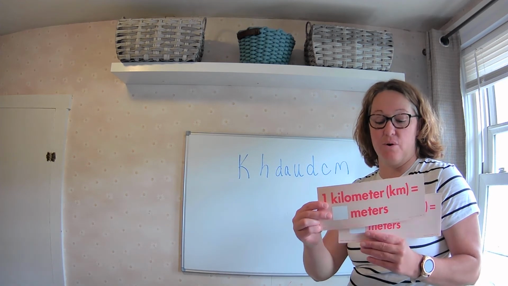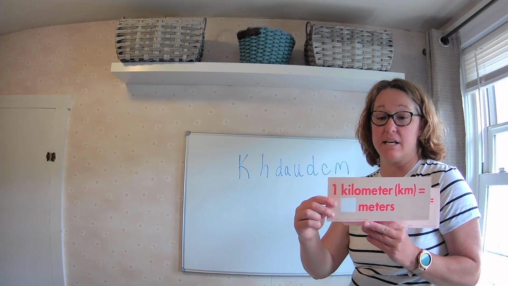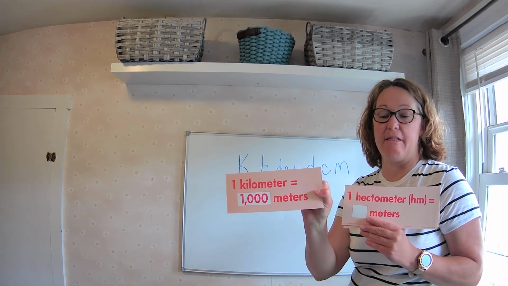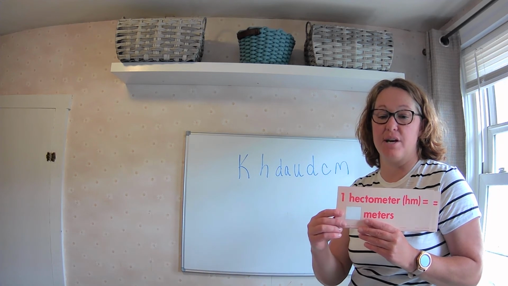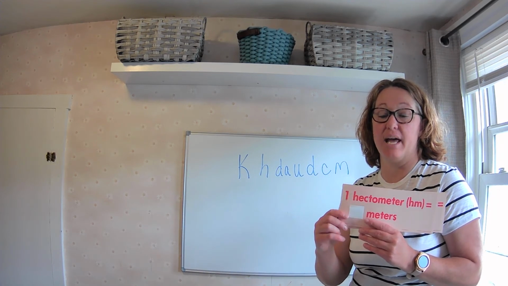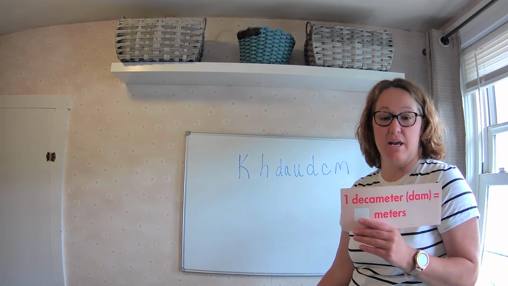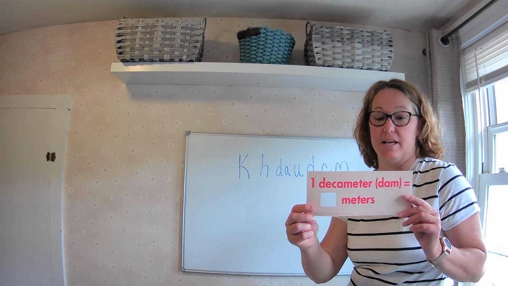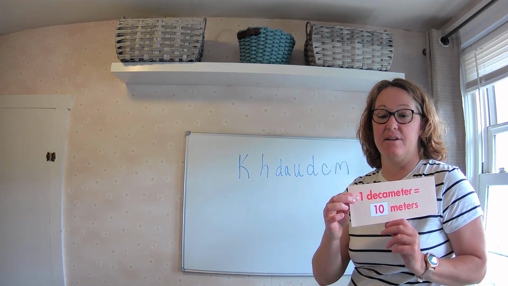Then you have 1 kilometer. Kilo equals 1,000, remember, so 1 kilometer is 1,000 meters. 1 hectometer, hecto means 100, so 1 hectometer is 100 meters. A decameter, deca means 10, so 1 decameter would be 10 meters.